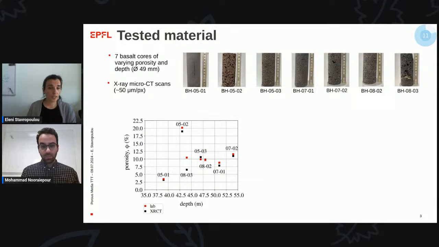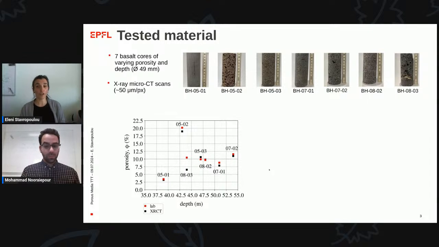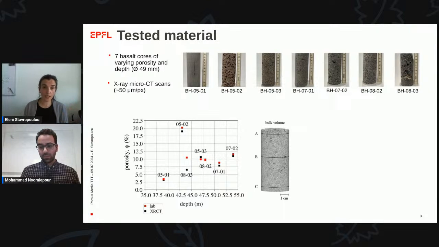So as a first measurement, we wanted to understand what are the different porosities that these cores have. This we measured both in the lab and through X-ray tomographies in a resolution of 50 micron per pixel. And as you can see, if we plot here the measured porosity with the depth of these cores, we can see a rather variable behavior. There isn't really a trend, unlike what we have in sedimentary rocks, where you have lower porosity as you go deeper. So this variability is not only between the different cores, but is within a single core itself.